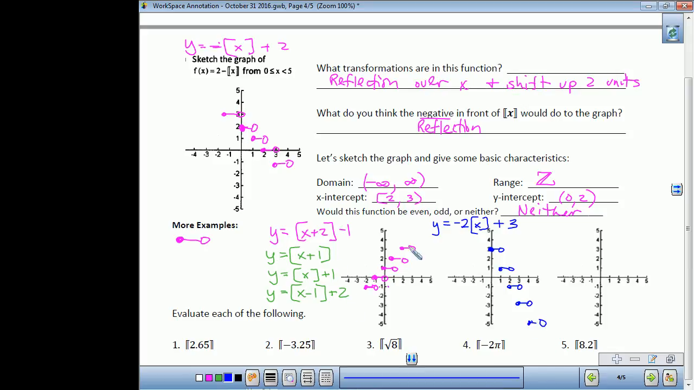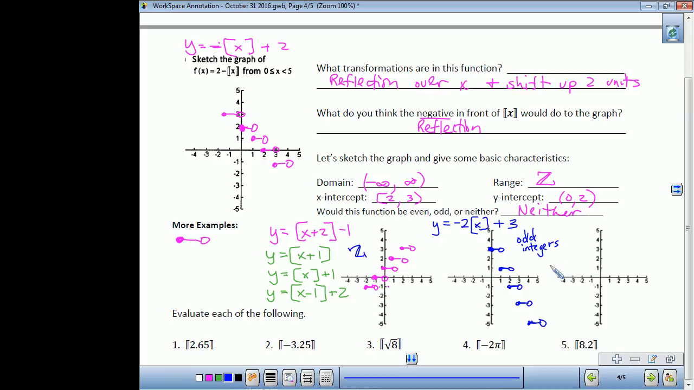Alright, now this one we didn't skip any. So this one would have a range that's the set of integers. But this one we're skipping some. So let's look at these y values. This is 3, this is 1, -1, -3, -5. Can you tell by looking at it that those are all of our odd integers?